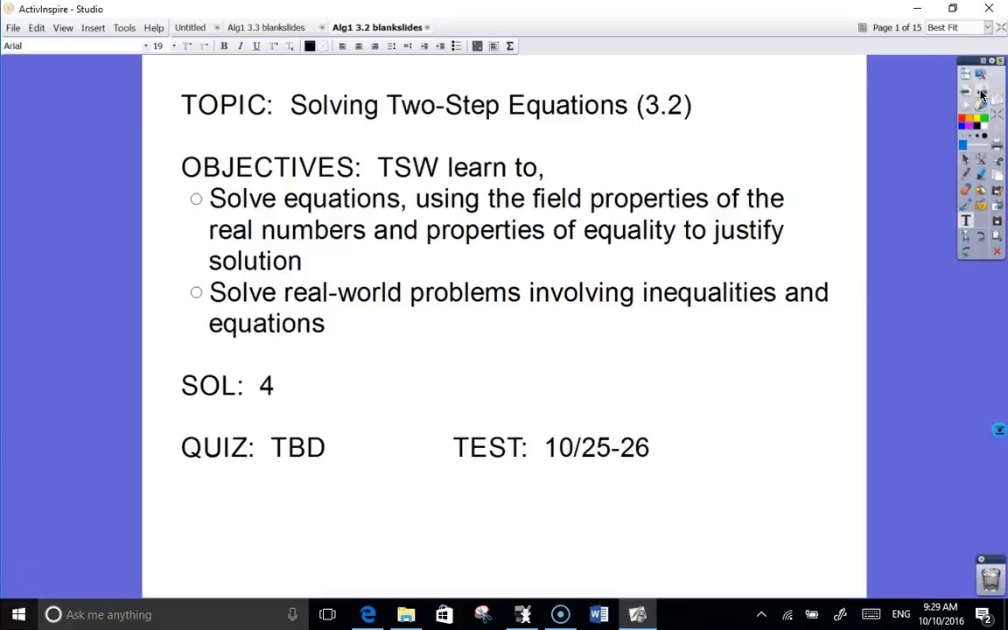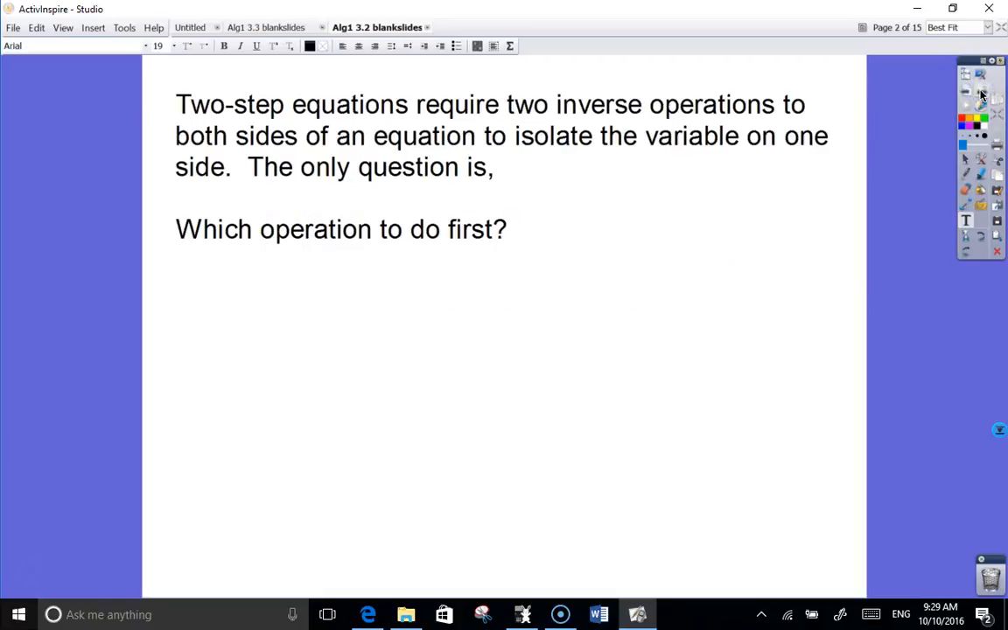You do inverse operations, right? So if there's a multiply going on, you divide. If there's an add going on, you subtract. So whatever it takes to undo the operation that's there, you do the inverse of it until you're isolated. So now we're going to have to do two steps. And really the only question is, if I've got to do a divide and a subtract, then which goes first?